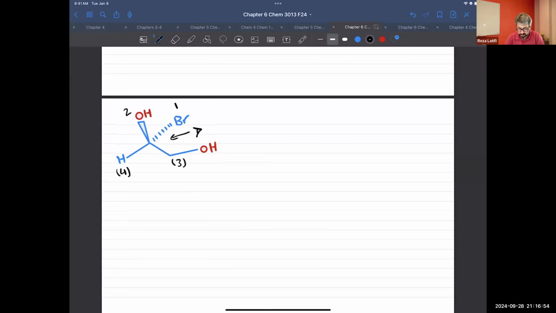If I look at it from this direction, I'm going to see OH on the top. Then on my right hand, I will see bromine, and on the left hand, I'm going to see carbon with OH. So we have OH here, bromine there, and here we have OH attached to carbon. Number 1, 2, and that's going to be number 3. This is counterclockwise, so the configuration is going to be S configuration.